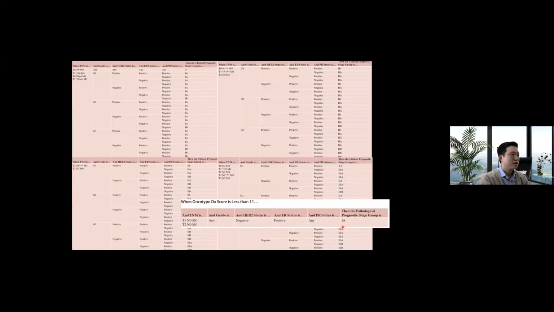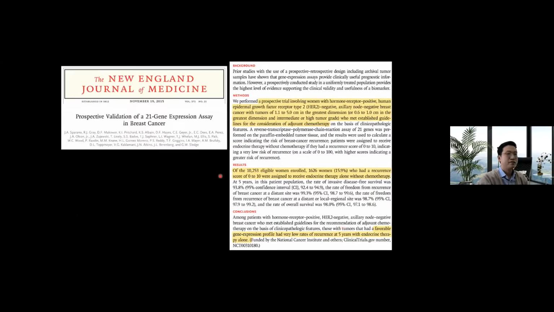So how come this score was incorporated into these AJCC guidelines? Because there is very strong evidence in the literature and prospective trials, and this is one of those, and it was published in 2015.